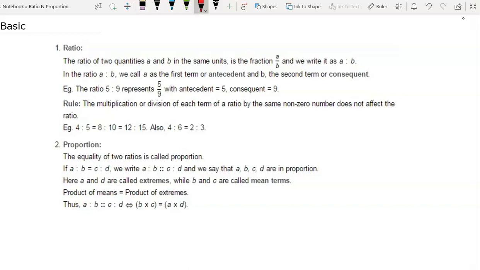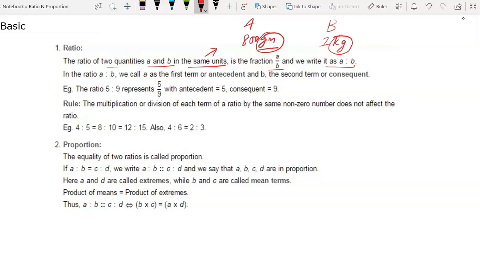Let's see few more things on ratio and proportion. The ratio of two quantities A and B in the same units is the fraction A by B, and we write it as A is to B. Now this same unit means we need to compare, let's say A is 800 gram and let's say B is 1 kg. We need to compare two things in same units. Either it is gram or kg.